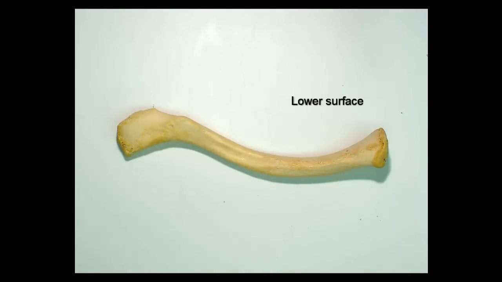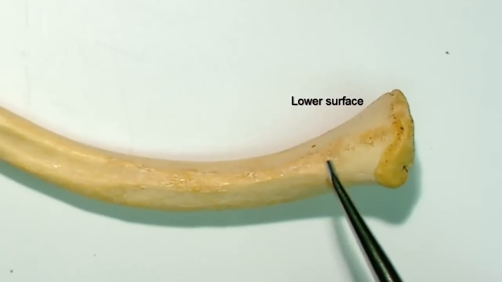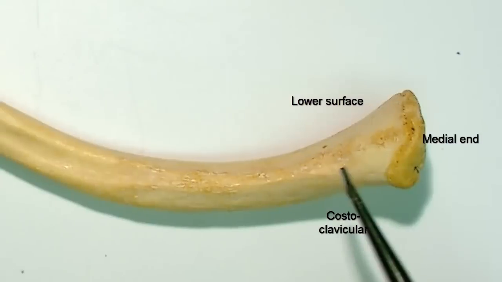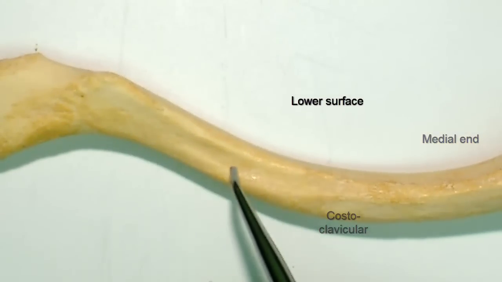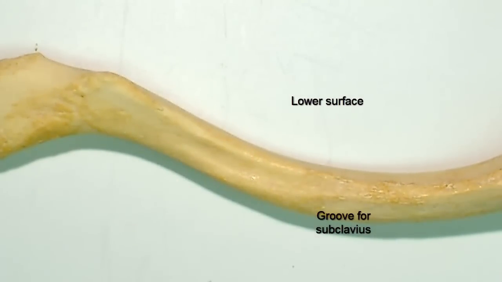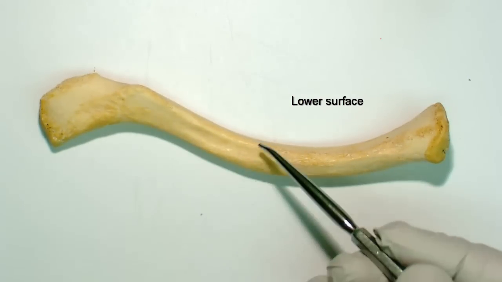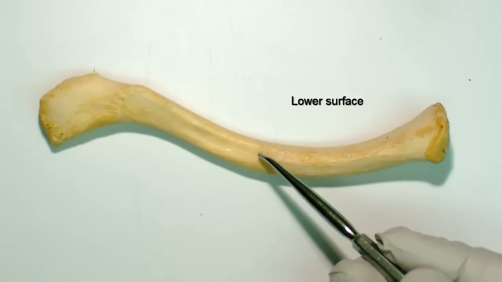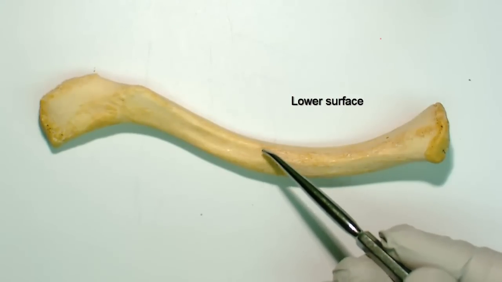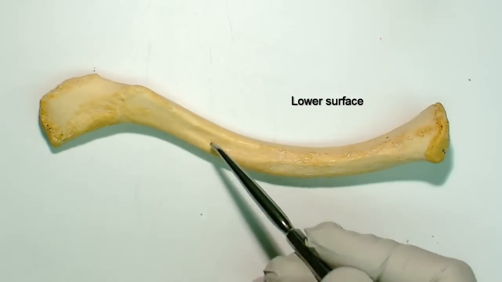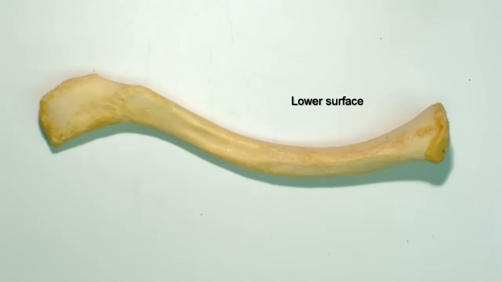This is the lower surface. It shows a rough area here next to the sternal end for the attachment of the costoclavicular ligament. It also shows a groove for subclavius muscle, which occupies the middle third of the inferior surface of the clavicle. The clavipectoral fascia is attached to the margins of this groove. Thus, the clavipectoral fascia splits superiorly to enclose the subclavius muscle. The same fascia splits inferiorly to enclose pectoralis minor muscle.